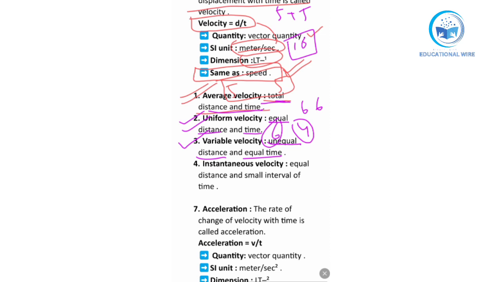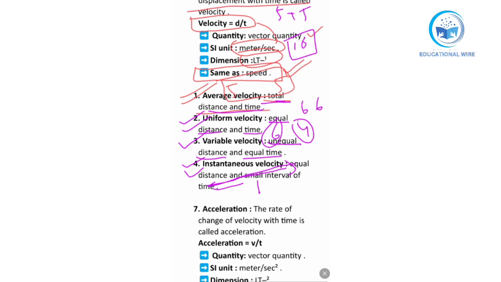The distance is not equal, and the time is equal. Okay, after that, move to the next. Instantaneous velocity. In instantaneous velocity, we have an equal distance covered in a very small interval of time, means it covers the distance in a short time, so it's called instantaneous velocity.